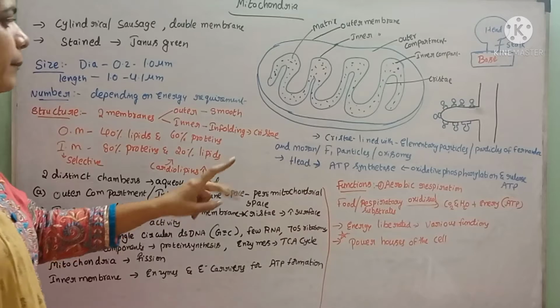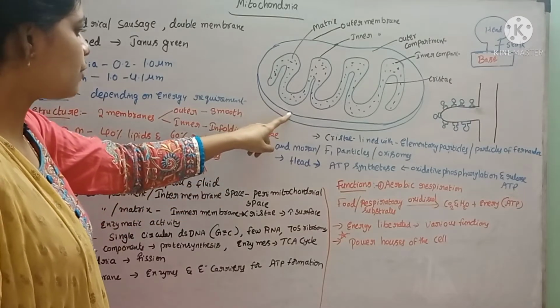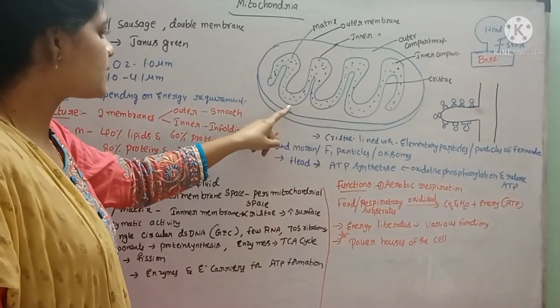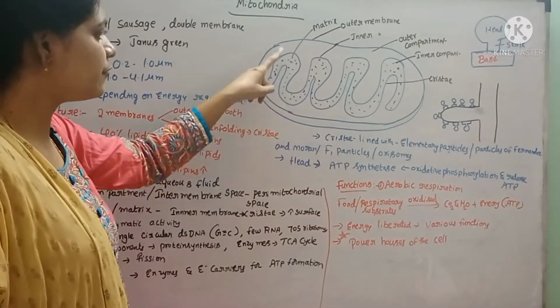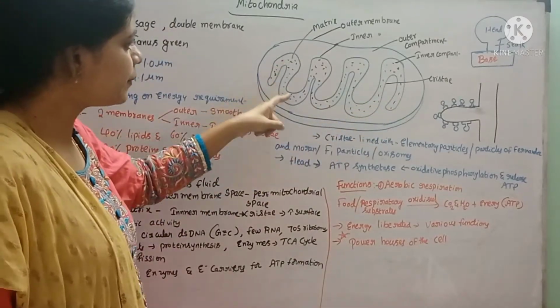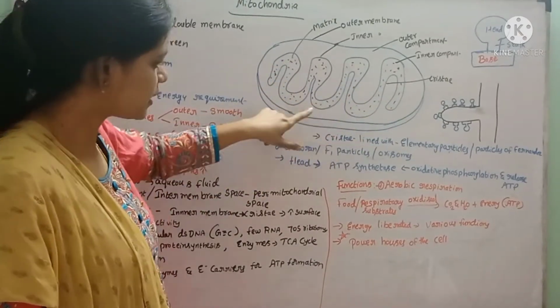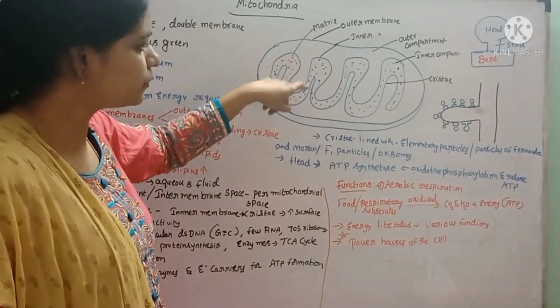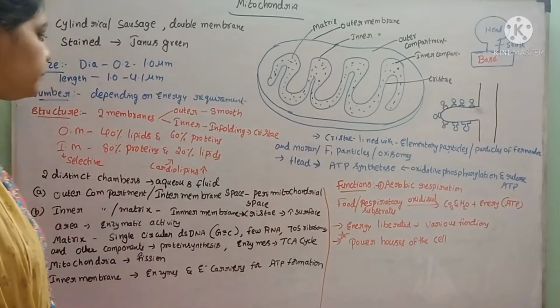It consists of two membranes, right? This is the outer membrane, which is smooth and continuous, and another one is the inner membrane, which has several infoldings that are called cristae. So this is the inner membrane. It is not straight, it is folded inwards into cristae.